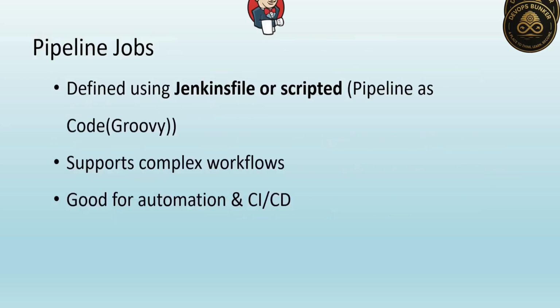Pipeline jobs. These are the most powerful jobs. You can write the code in a Jenkinsfile or directly in the job itself. So basically, this is pipeline as code. It supports complex workflows. Yes, you can customize the requirements with the help of coding, and it is good for automation and CI/CD.